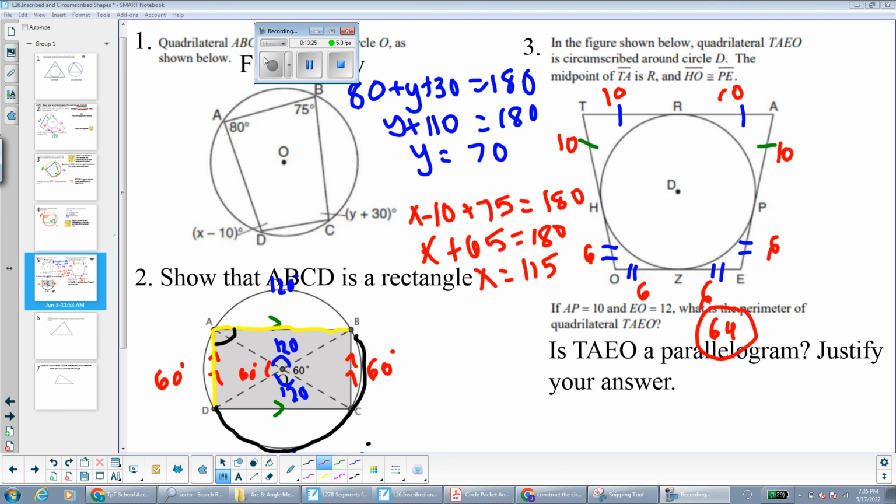So I missed before that the question said to find the perimeters, so I just filled in the measurements of the segments and added them together, and you should get 64.